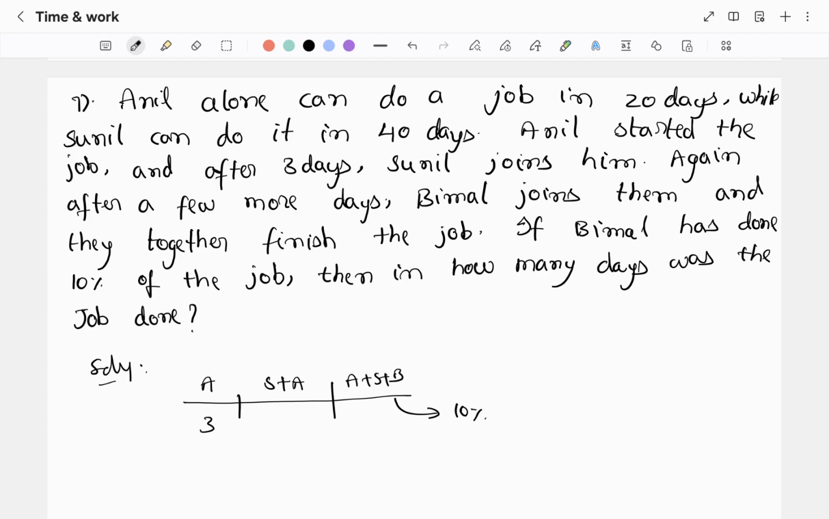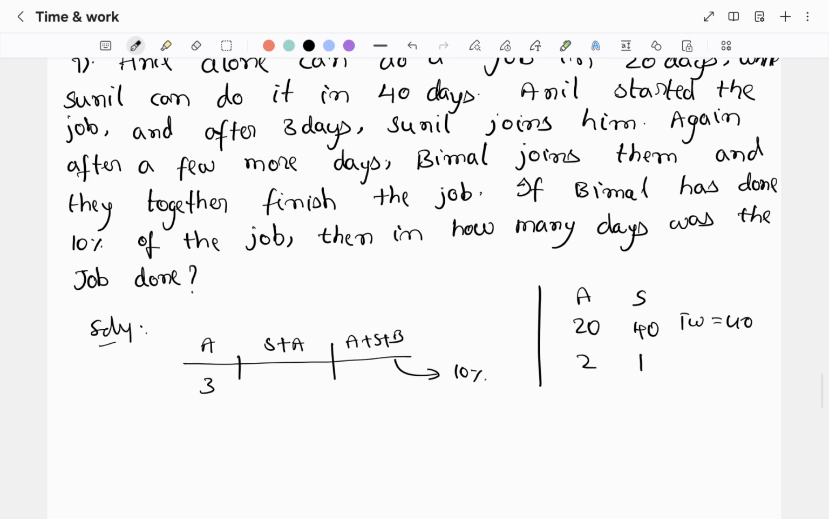If 10% of the job is done by Bimal, actually how many parts of work is there? Anil 20 days, Sunil 40 days. So total work is equal to 40, the LCM of 20 and 40. Anil can do 2 parts per day, Sunil can do 1 part per day. So 2 plus 1, 3 parts. Now see this. Out of this work 40, what is 10%? 4 parts. These 4 parts of the work are done by whom? Bimal.